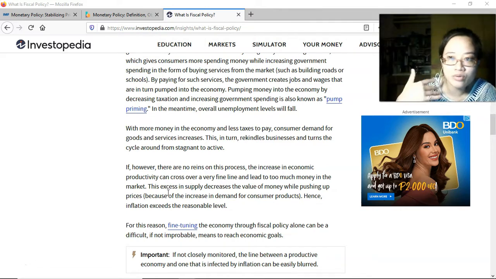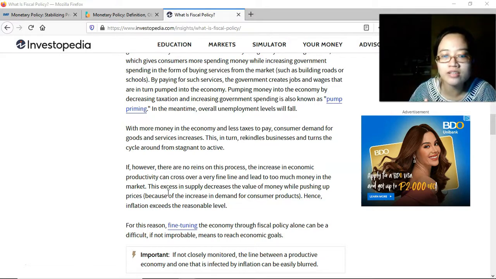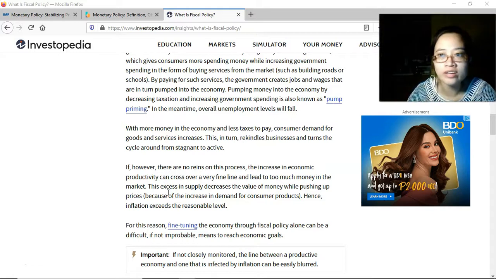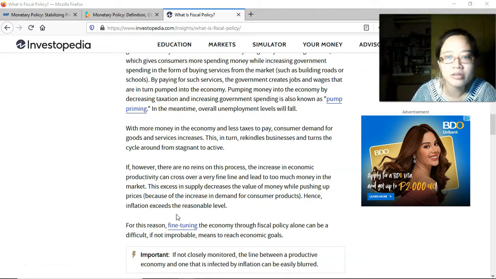That's why it's always a gradual process when the government and even when the central banks decide to increase the money supply. They do it in a gradual way, not abrupt, so that they could control the effect that it's having in the economy. This excess in supply decreases the value of money while pushing up prices, inflation, because of the increase in demand for consumer products. Hence, inflation exceeds the reasonable or acceptable level.